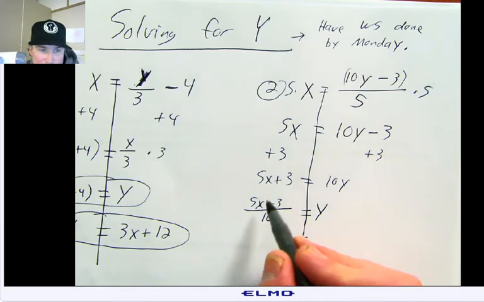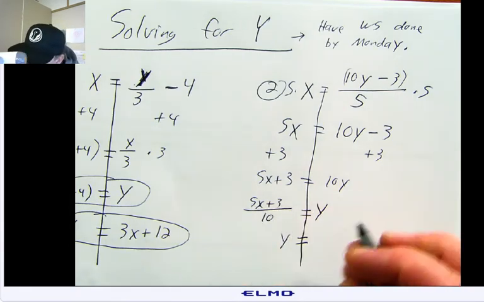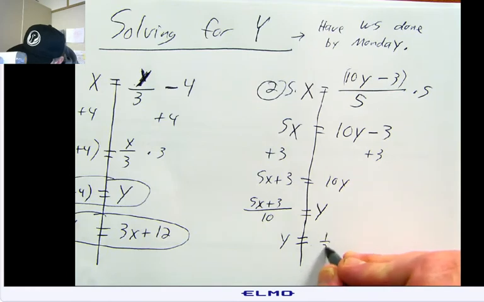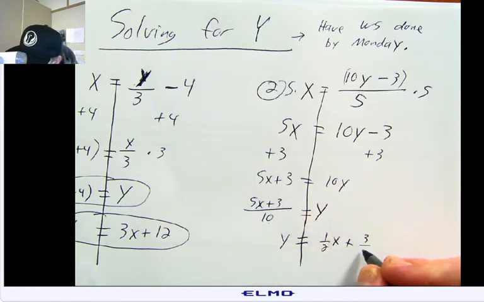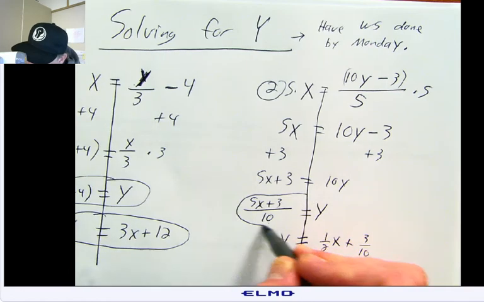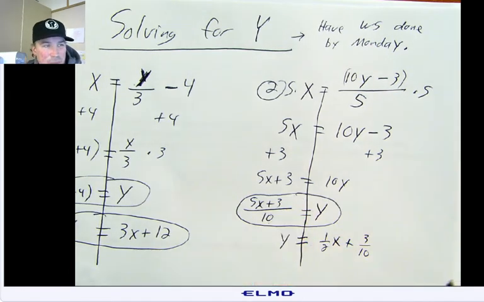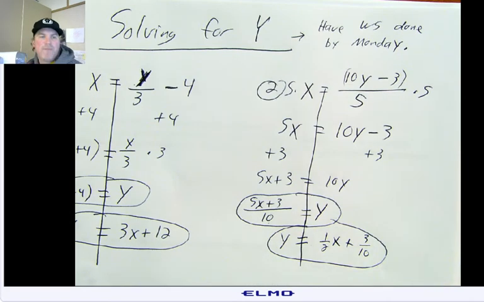Now if you're going to divide by 10, you should divide both of these individually. 5 divided by 10 is 1/2, so it would be 1/2 x, plus 3 divided by 10 is 3 over 10. Now if I'm going to graph it, maybe I'd want to use this as the equation, but if I'm just trying to get y by itself, this works too. So it kind of depends on you how far you really want to simplify these.